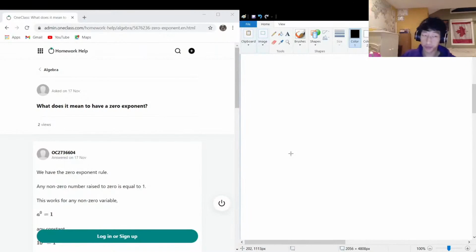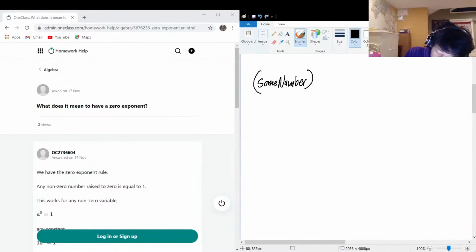Okay, so the next question that we got on the menu today is, what does it mean to have a zero exponent? A zero exponent, what that would look like is this. You have some number to the power of 0. And the answer to this is always 1, so long as the number is not 0 itself. And let's actually run through an example of why this might work out.